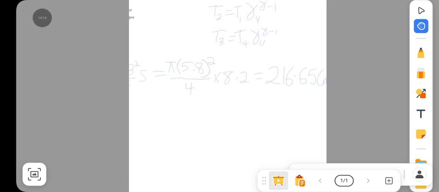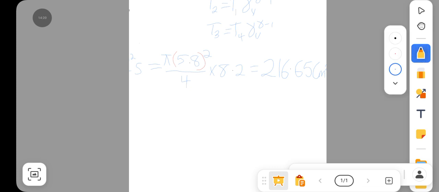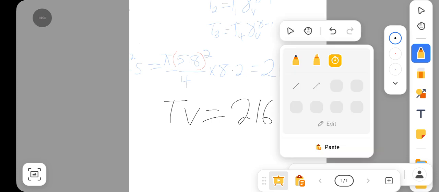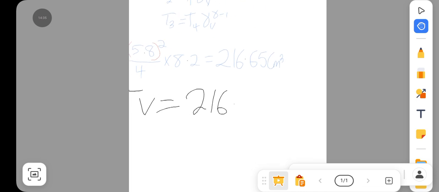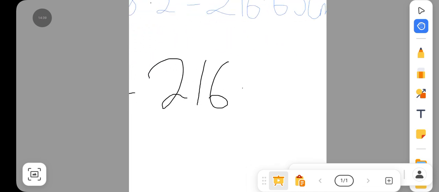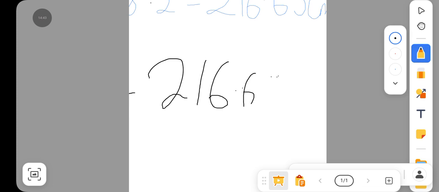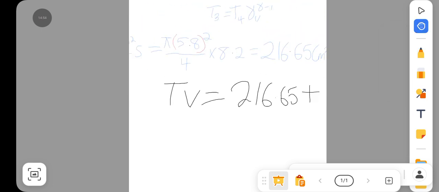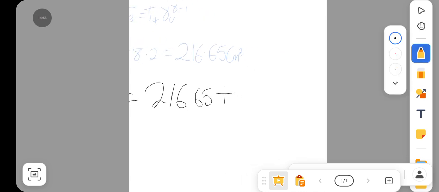And then we can just add this to our clearance volume. So therefore our total volume here, which is our TV, would be equal to this 216.65 plus 34.25 centimeter cube, which is what we are given here.